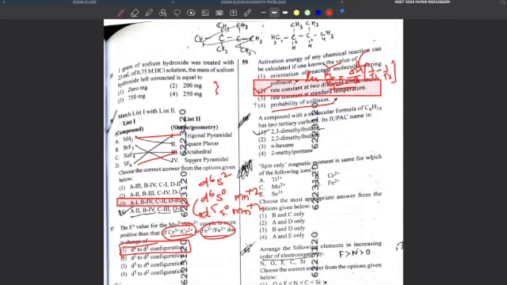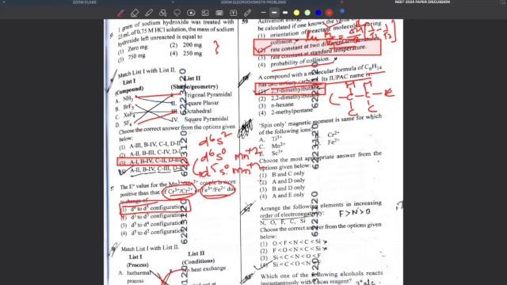Next, a compound with molecular formula C6H14 has two tertiary carbons. What is the IUPAC name of the compound? Two tertiary carbons means it should have this kind of structure. So it should be 2,3-dimethyl butane. 2,3-dimethyl butane is the answer for this question. We will see the detailed structure in a minute.